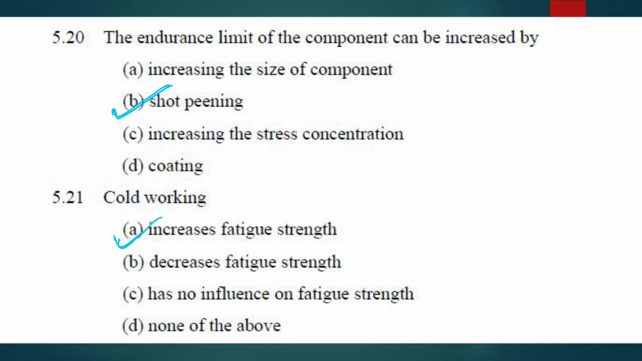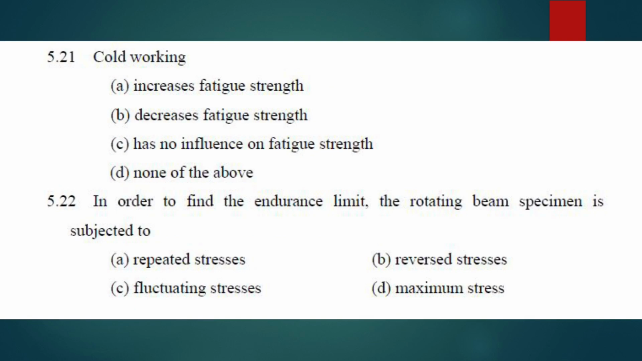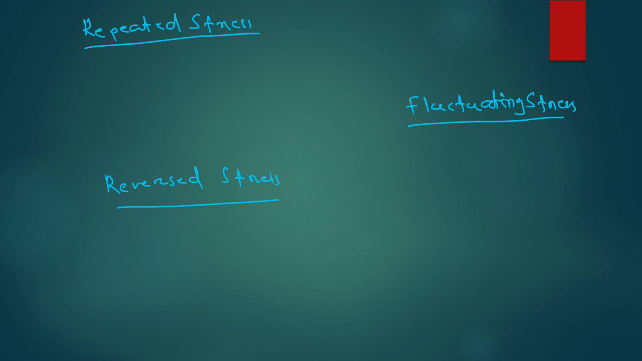Next question. In order to find out the endurance limit, the rotating beam specimen is subjected to repeated stress, reverse stress, fluctuating stress, or maximum stress. Its answer is reverse stress. And for repeated stress, the load will act like this, 0 to P. This is only an example.